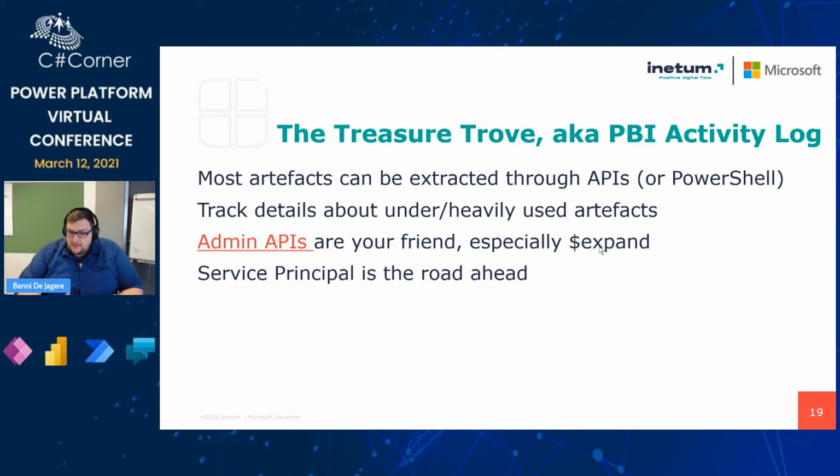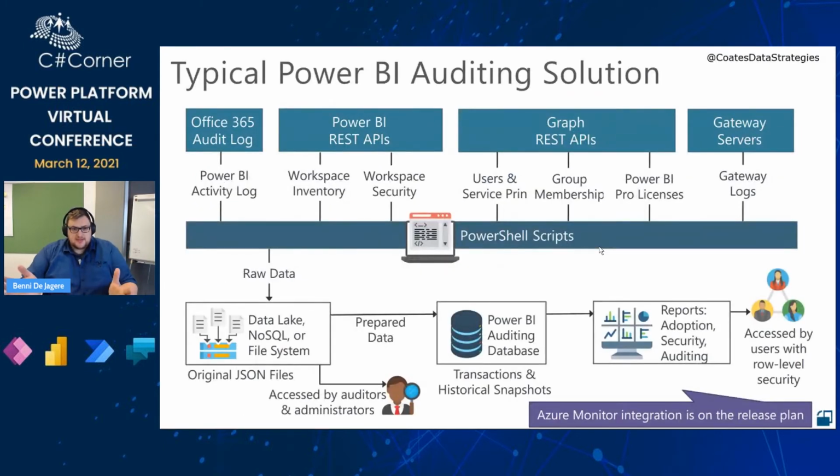I'm of the opinion that the admin APIs are specifically our friend, because they allow us to get the data out of there in the most efficient way possible, and also that we need to be authenticating through service principal, because in the future this will be the main way to start doing automation on top of these different types of scripts. So again, I'm referencing Melissa Coates because she made a lovely diagram of this, and she states this as a typical Power BI auditing solution.